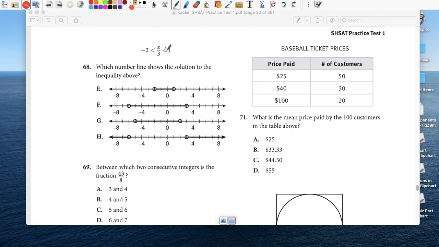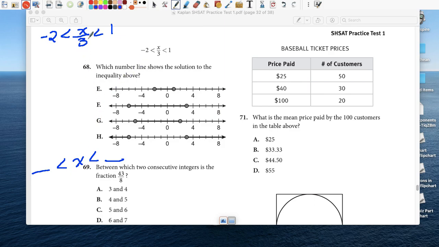Now, this is a compound inequality, right? So I would solve it. -2 less than x over 3 less than 1. So we want that answer to look something like this, a number less than x, right? We want x isolated, just like when we solve any inequality or equation, we want our x by itself.